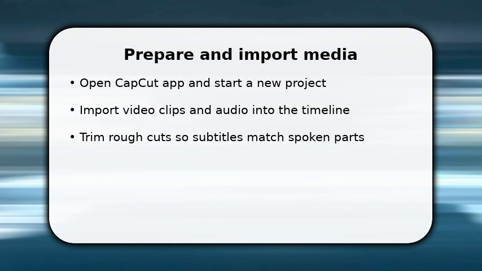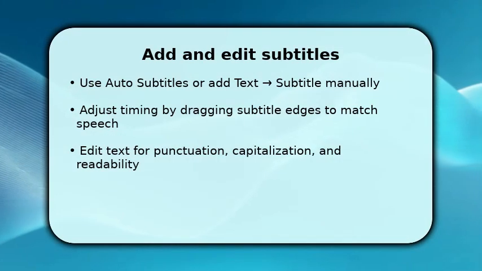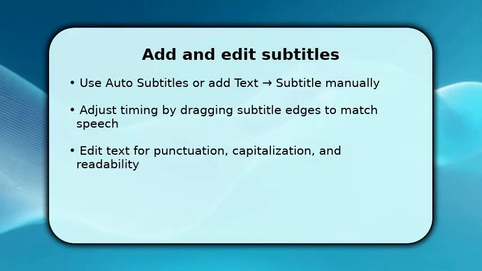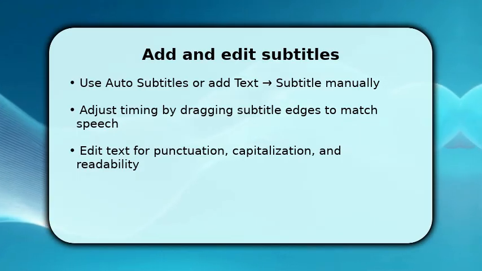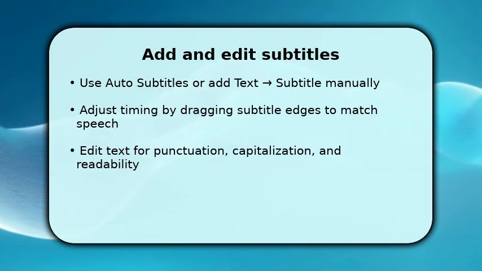Next, add subtitles. Either use CapCut's Auto Subtitles feature for a fast pass or add text layers as subtitles for full control. If you use Auto, review every line and fix misheard words. If manual, paste short readable chunks and keep lines under 2 rows.